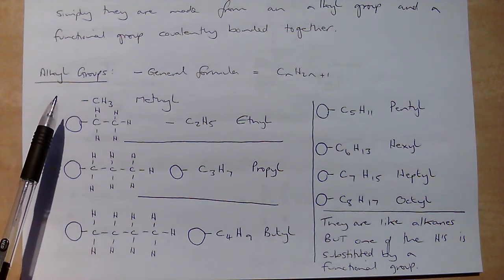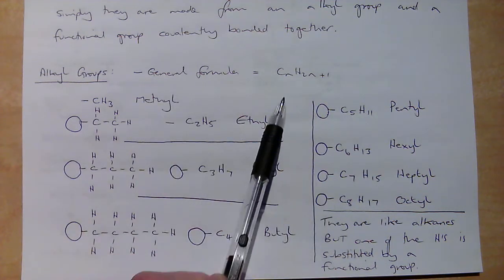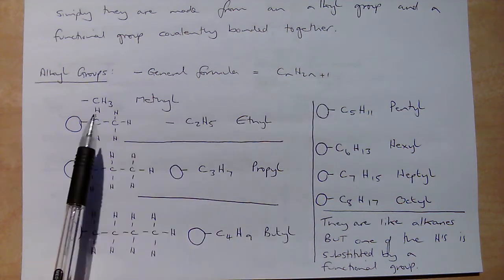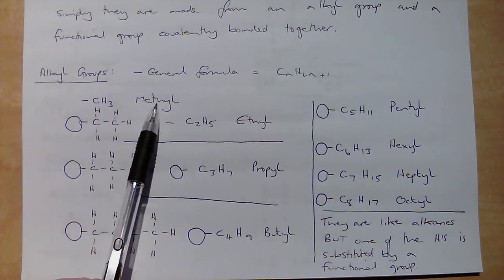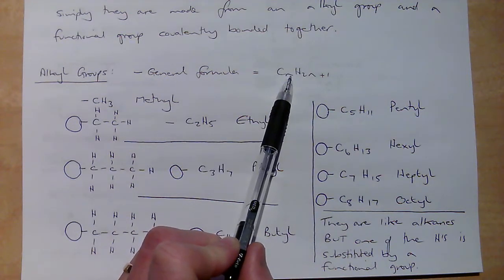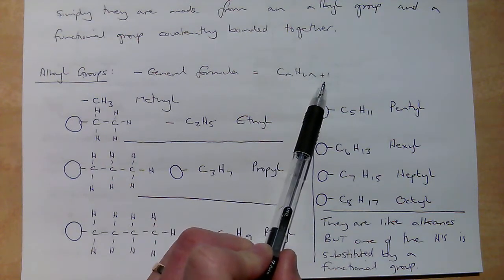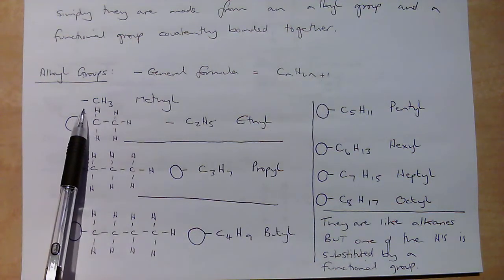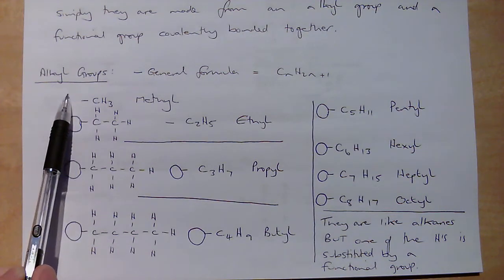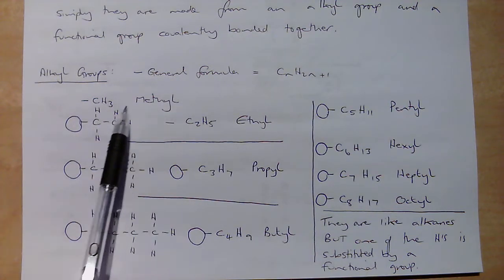What are my alkyl groups? Well, the general formula of an alkyl group is CnH2n+1. Let's take methyl for example. That's got one carbon, so C1, H, 2 times 1 is 2, plus 1 is 3, so it's CH3, the methyl group. Here the methyl group would be attached to a functional group, but the alkyl group is actually just the methyl part.